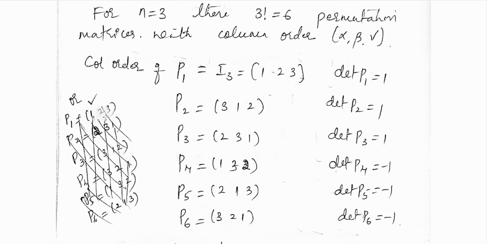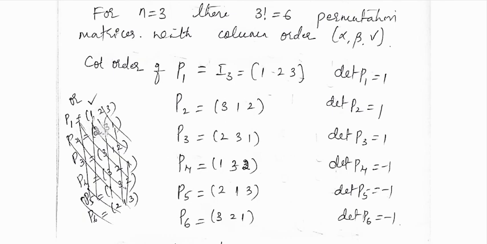So P1 is 1, 2, 3. The place of 1 in the first row of the first permutation matrix is 1, the place of 1 in the second row is 2, and the place of 1 in the third row is 3. So the column order is 1, 2 and 3. Is it clear? Okay, column order 1, 2, 3.